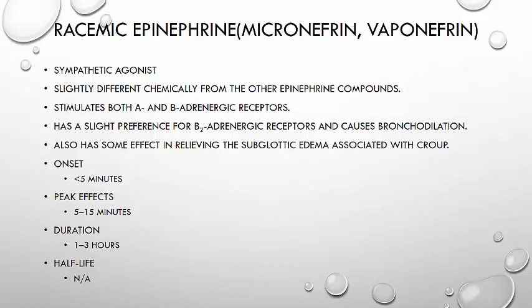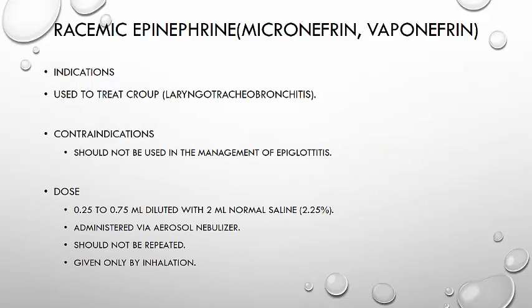It is going to stimulate your alphas and your betas just like regular epi, but it does have a slight preference for your beta 2 adrenergic receptors and causes bronchodilation. It may also relieve a little bit of the edema associated with croup. Onset's pretty fast. Our indications are going to be use it for laryngotracheal bronchitis or croup. Contraindications, we're not going to use it in the management of epiglottitis.